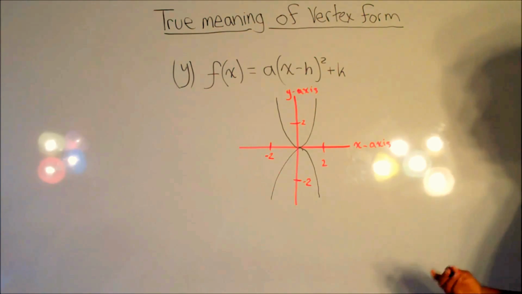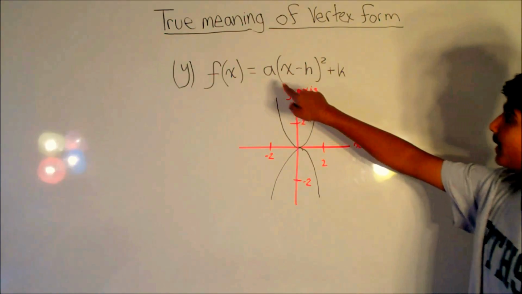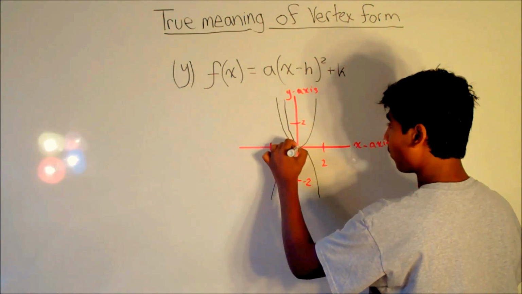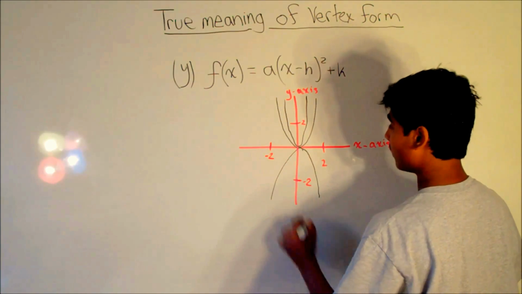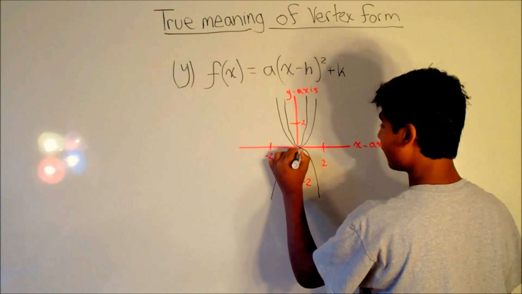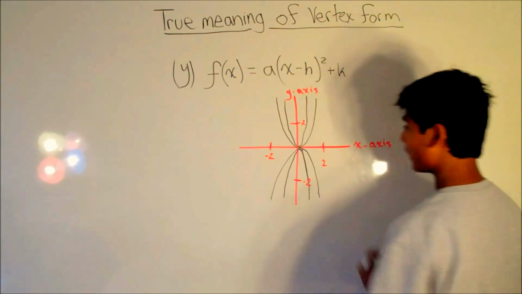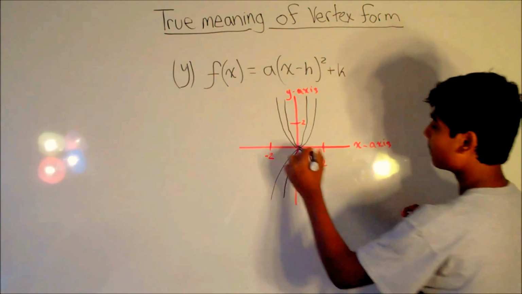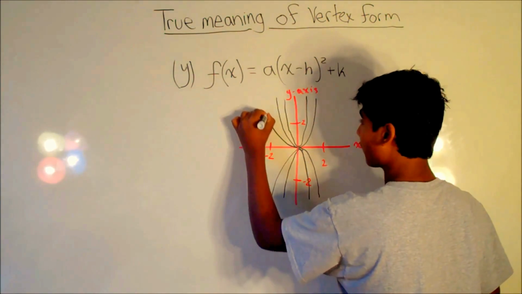It also determines how thin or thick it is. If a is 2, it would be thinner than if it was 1. If it was negative 2, it would be thinner too, like that. However, if it was thicker, if it was half, it would be bigger, it would be thicker.